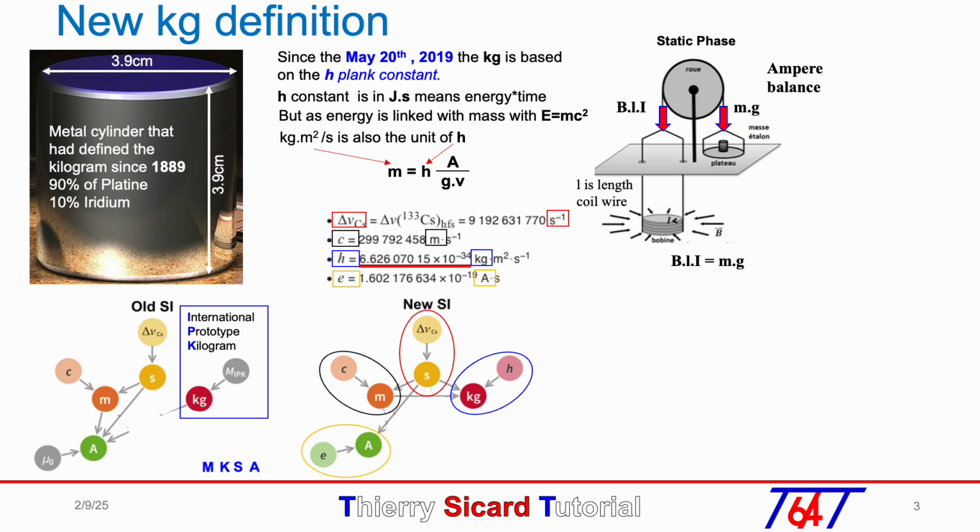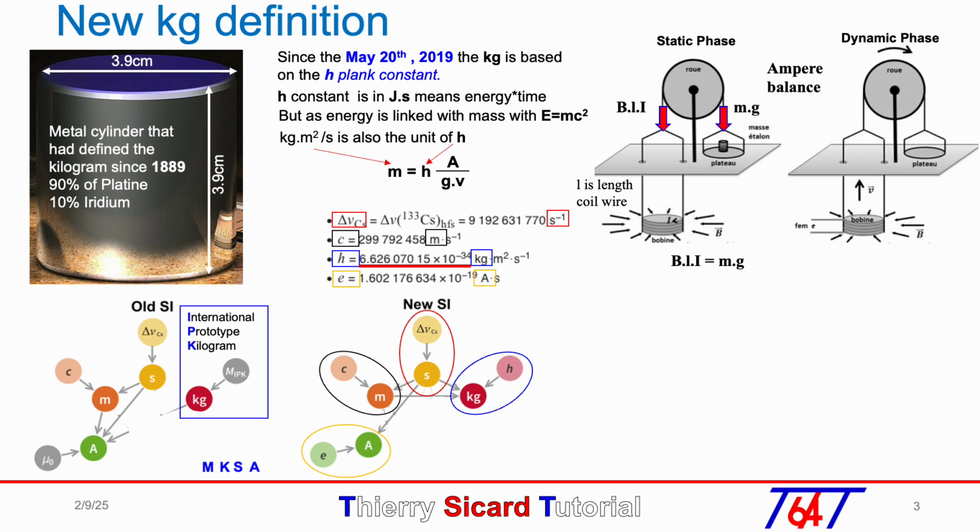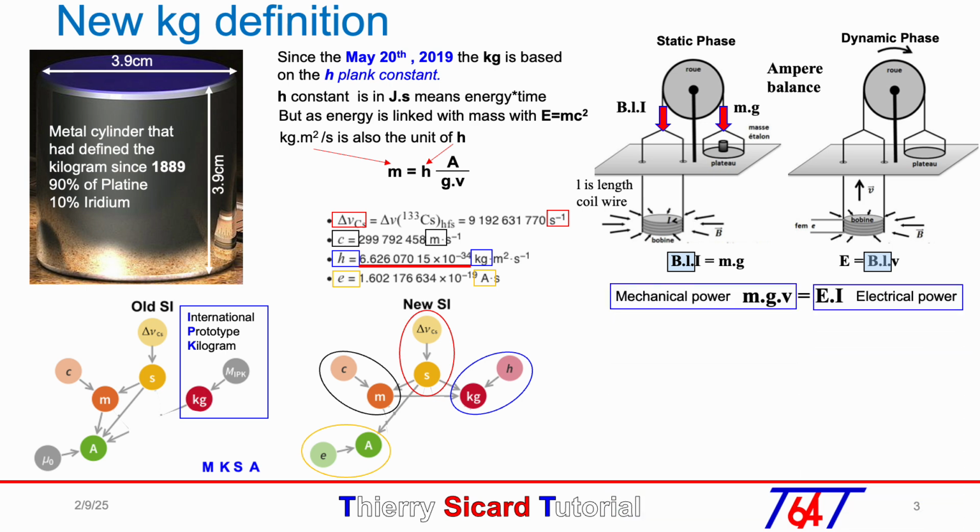In a second phase, they do a dynamic measure by moving the coil with a velocity V. Then they got the relation E equals BLV, where E is the electromotive force, B the magnetic field, L the coil length, and V the velocity. As the factor BL is in both equations, the BL factor can be removed to get the equation mgv equals E times I, where mgv is equivalent to a mechanical power and E times I is equivalent to an electrical power.